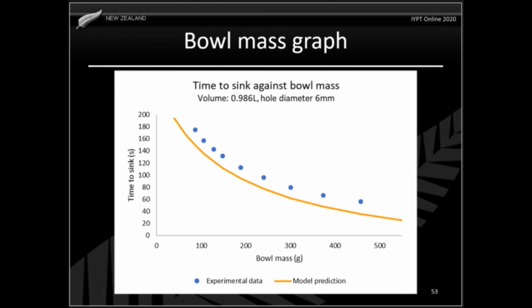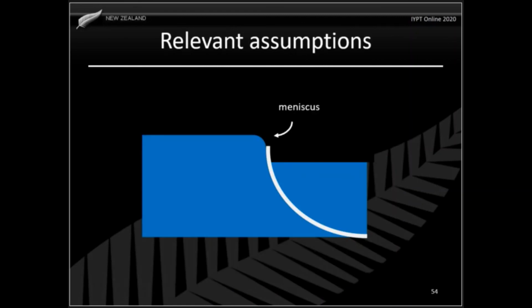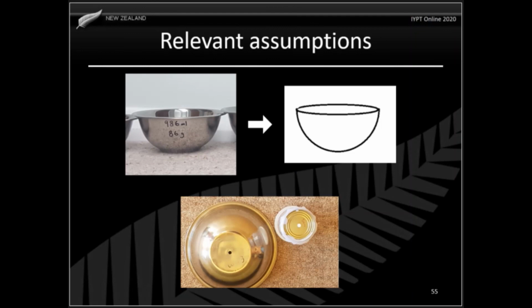The model shows a similar trend, but underestimates the time to sink by about 20 seconds every test. A few seconds of that can be accounted to the model ignoring the meniscus formed between the edge of the bowl and water. Given the discrepancy is similar for all the tests, the rest of the difference will be due to the assumptions matching the bowl, including how closely the bowl matches the hemisphere and the imperfections of the hole.